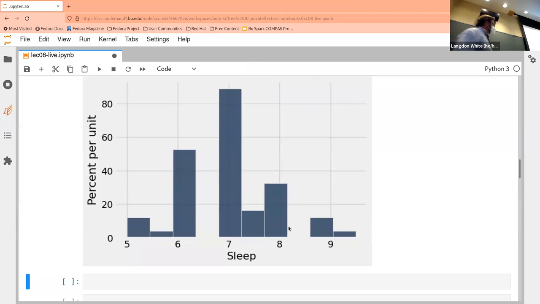And so we do a histogram of the sleep. And what I think is so interesting is we end up with these weird holes. So nobody said that they got between 6.5 and 7 hours of sleep, maybe. But the vast majority of people seem to have gotten 7 hours of sleep. And we could obviously calculate the exact number of people.